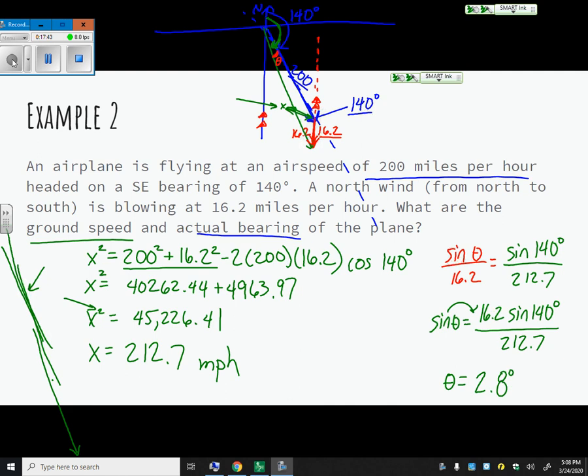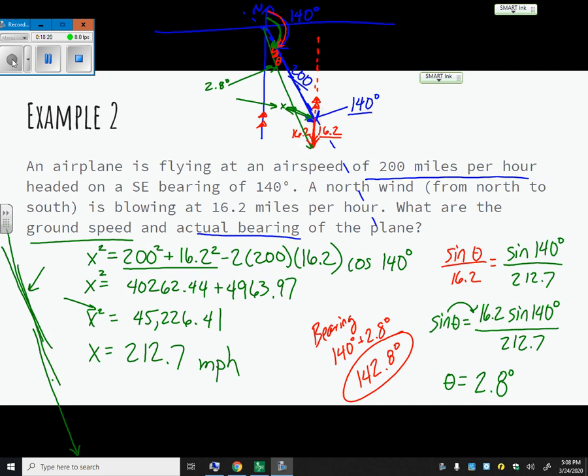Now keep in mind, that's this small angle right here. This small angle is 2.8 degrees. So all in all, this airplane was trying to go 140, but then the wind pushed it 2.8 more degrees down right there. And so my bearing is going to be the 140 degrees it was trying to go, plus that 2.8 degrees. So it's actually flying at a bearing of 142.8 degrees.